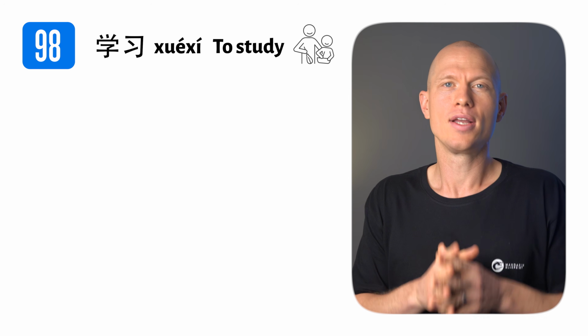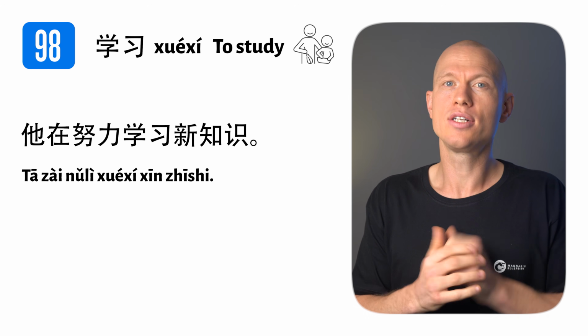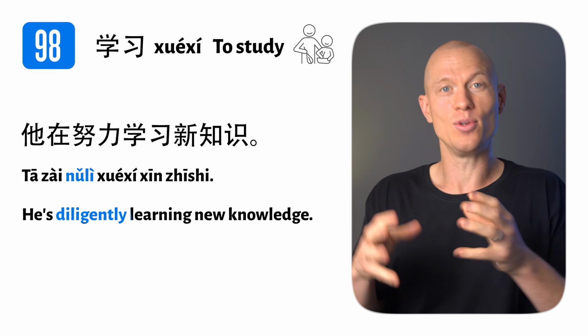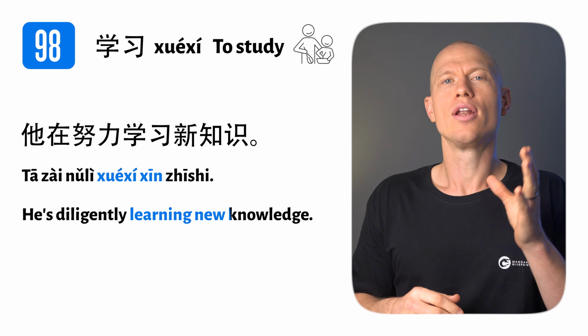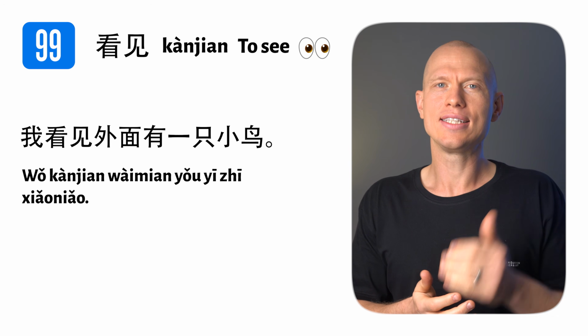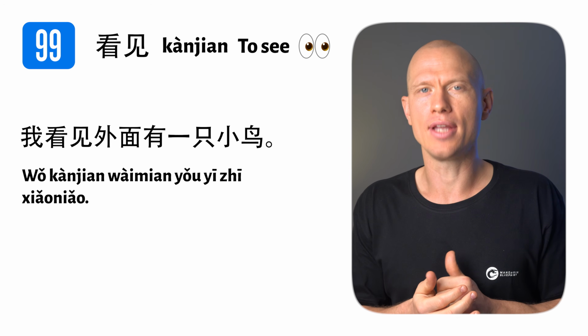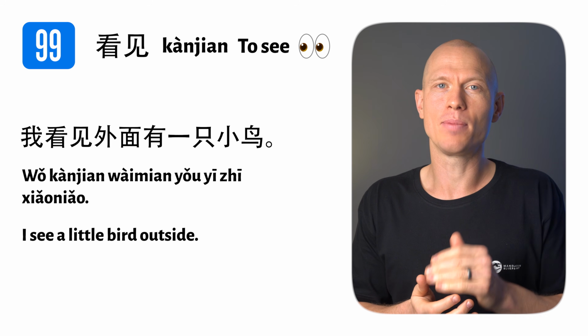Next we have 学习. We talked about 学 before, and this is the full version of the word to study or to learn something. 他在努力学习新知识. He's diligently 努力 learning new knowledge 知识. Next up is 看见. 我看见外面有一只小鸟. I see a little bird outside.